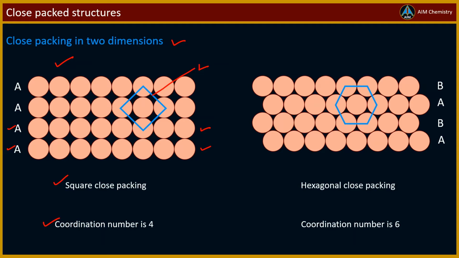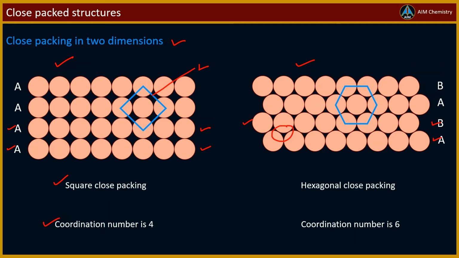The second way is shown in this figure, where the second row is arranged in such a way that its spheres fit in the depressions of the first row. If we consider the first row is of A type, then the second row will be different and is of B type. So this arrangement is AB type arrangement.